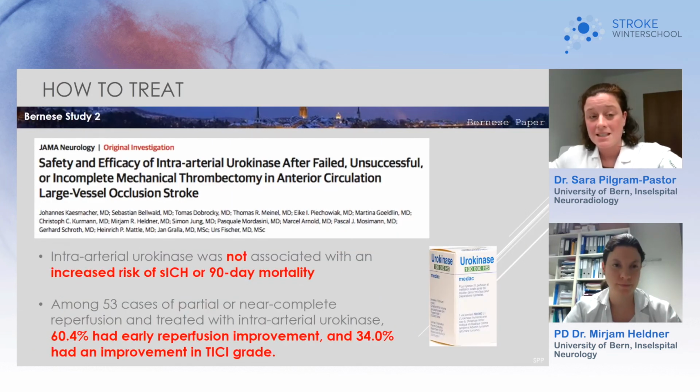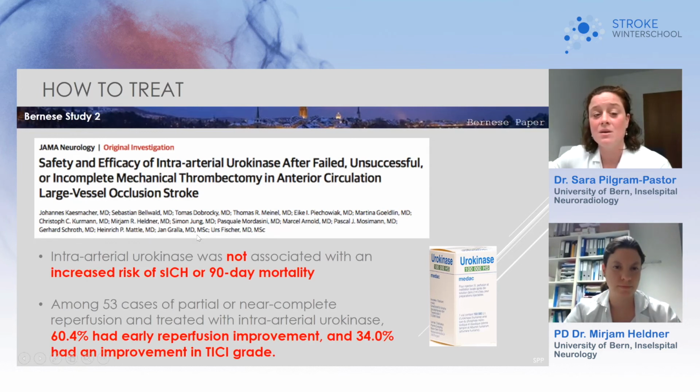Another Bernese study is the one from Kersmacher again. This is not about patient selection or decision-making. It is about those patients who underwent unsuccessful or incomplete mechanical thrombectomy in anterior circulation large vessel occlusions. Here you could see that intraarterial urokinase was not associated with an increased risk of symptomatic intracranial hemorrhage or 90-day mortality, which is an important point.